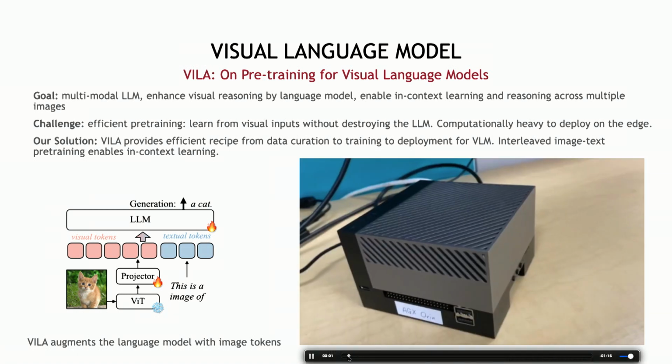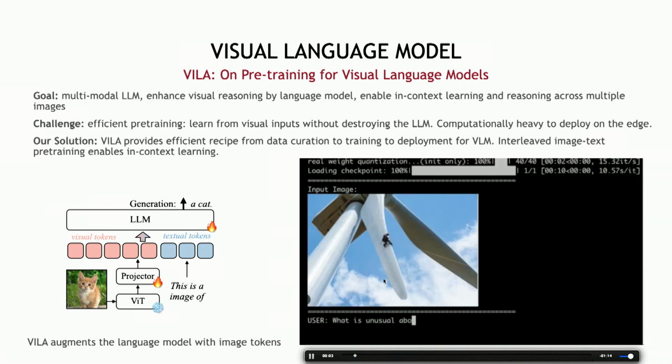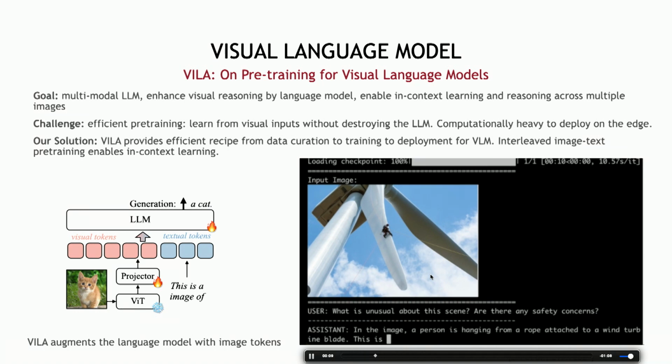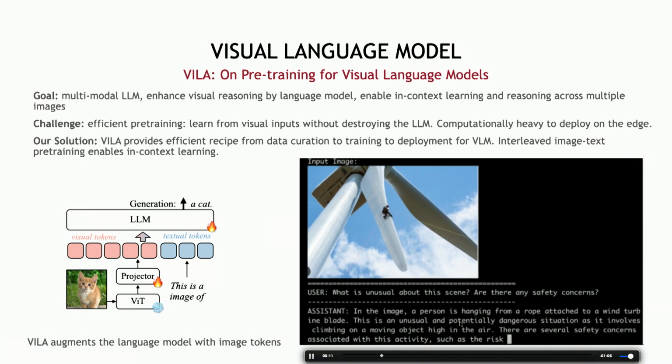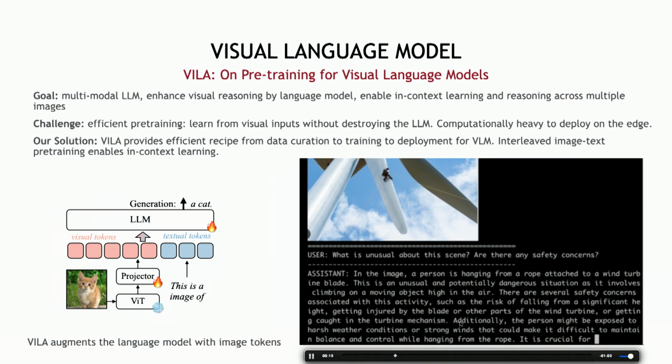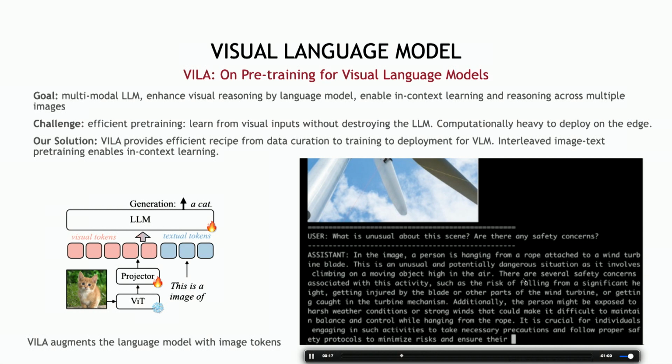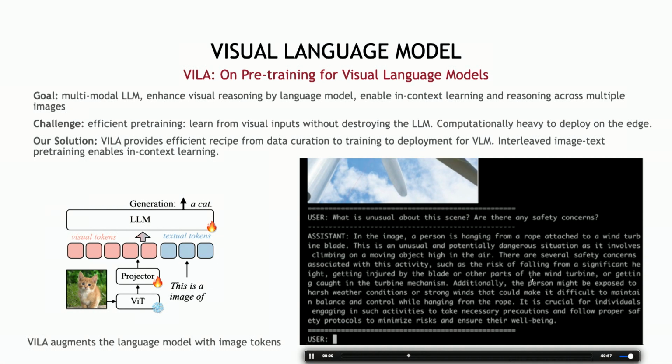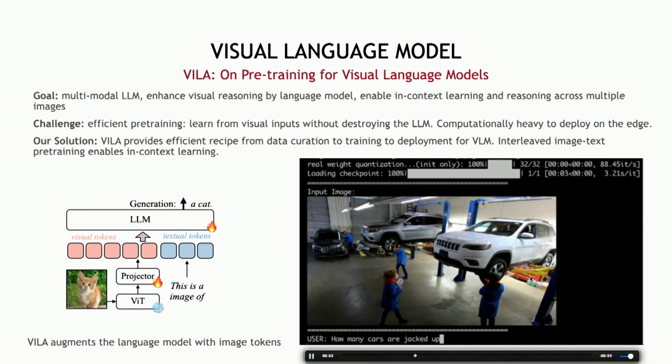on a Jetson Orin. For example, here we ask, what is unusual about this scene? Are there any safety concerns? We can use it for IoT applications. And it can answer: in the image, there's a person hanging on a rope of a wind turbine blade. The risk of falling from there is significantly large.